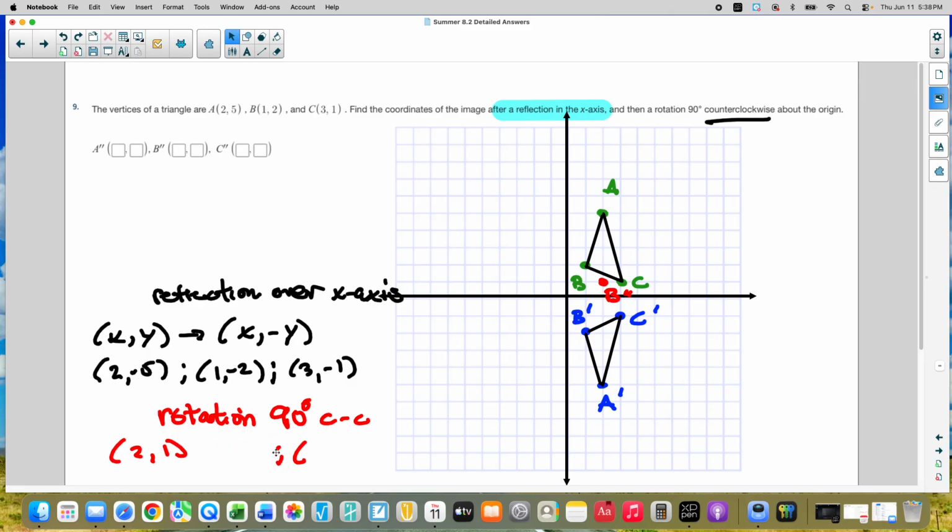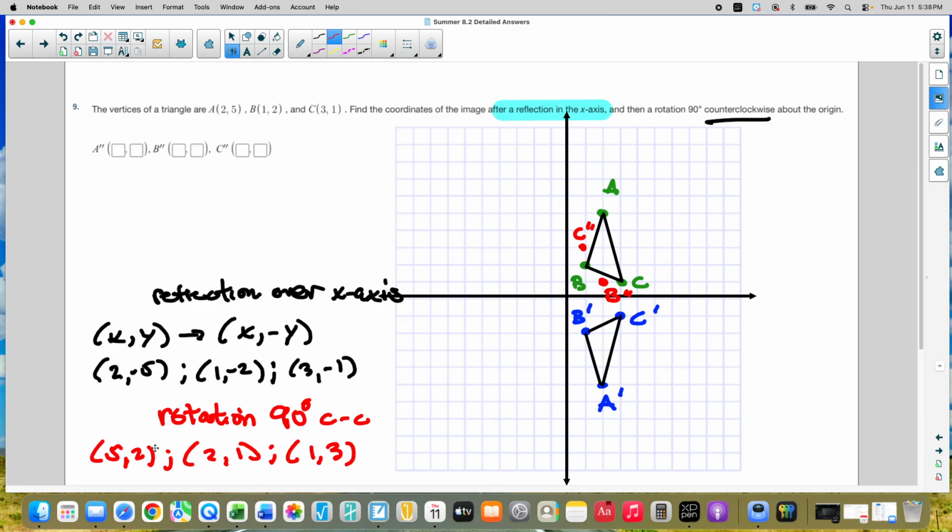Let's move that over because that's my middle value. That's my B value here. My C value is going to be 1, 3. 1, 3 is here. That's kind of crazy. That's C double prime. And then my A value is going to be 5, 2. 1, 2, 3, 4, 5, 2.